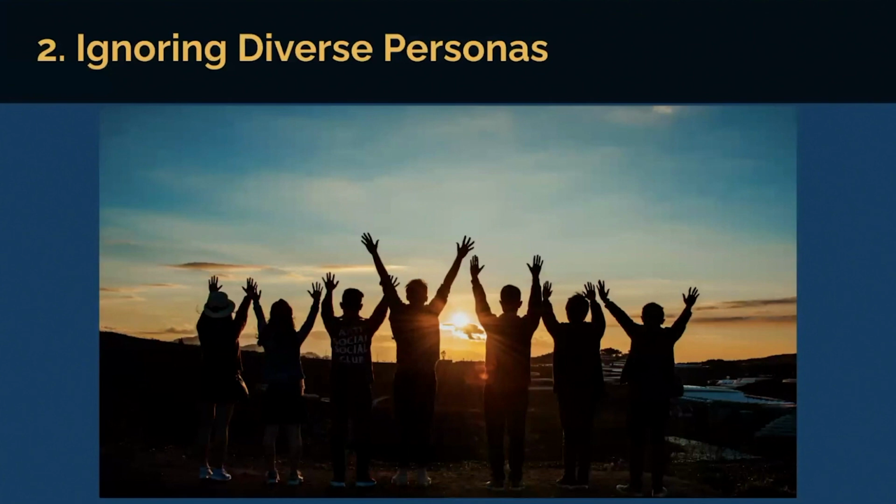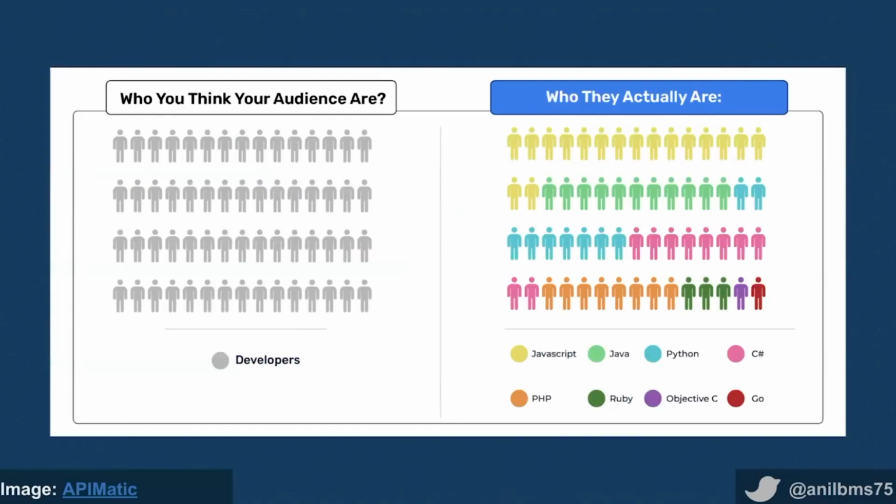Second mistake is ignoring the diverse personas. What I mean by diverse persona is not thinking only as one persona. Is your API docs used by only one persona? No, that's not true. Your persona can be anybody: a senior developer, a junior developer. There could be a different persona, and also they will be working on a different programming language.